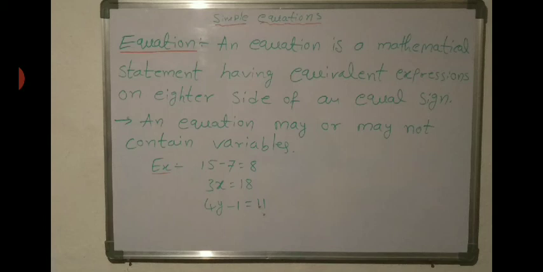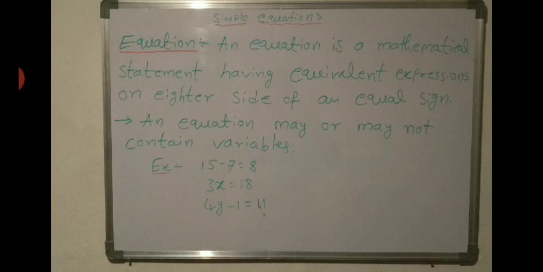Next, after algebraic expressions, we discussed equations. An equation is a mathematical statement having equivalent expressions on either side of the equal sign. Here one note is that an equation may or may not contain variables. Purely, the equation can contain only numerical values. That is also an equation. We call it a numerical equation.